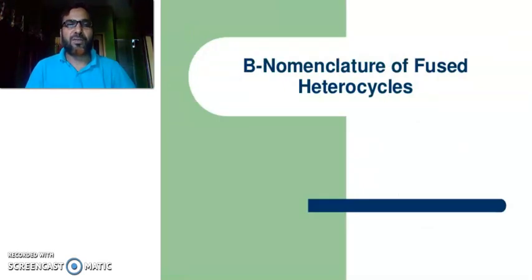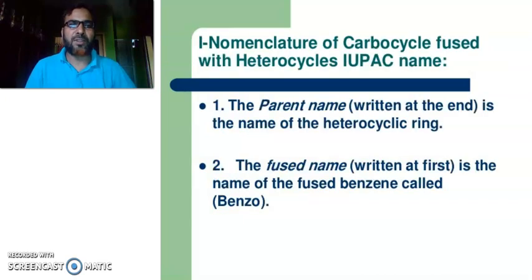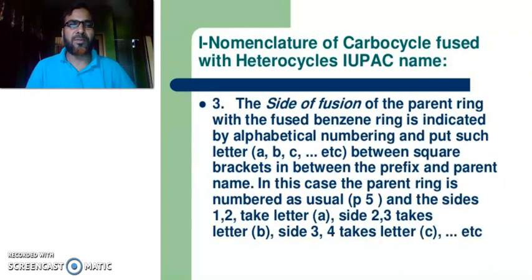Now friends, nomenclature of fused heterocycles. A carbocycle can be fused with a heterocyclic system, or a heterocycle fused with another heterocyclic system. The parent name written at the end is the name of the heterocycle ring. The fused ring name written first, for fused benzene, is called benzo. I will give you examples, then it will be clear to you.